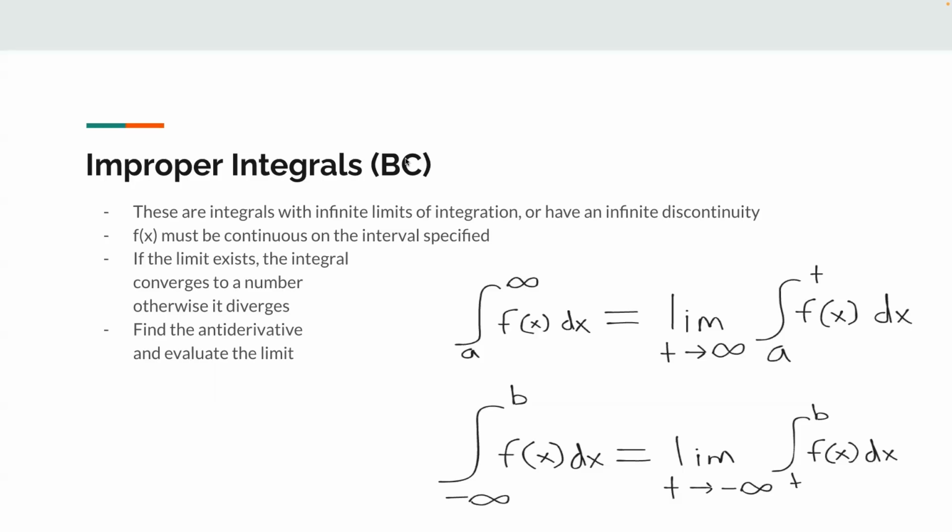And yeah, we can do the same thing for negative limits. So let's say we want to take the integral from negative infinity to b of f of x. Then we'll do the limit as t approaches negative infinity of the integral from t to b of f of x dx. So we'll find the integral and take the limit, and we'll find the value it approaches. If the limit does exist, the integral will converge to that number. Otherwise, it'll diverge. It could go to infinity or negative infinity, for example.